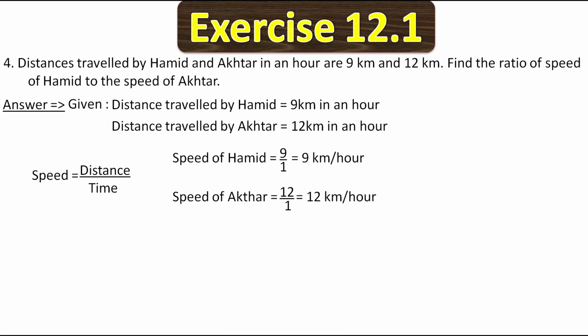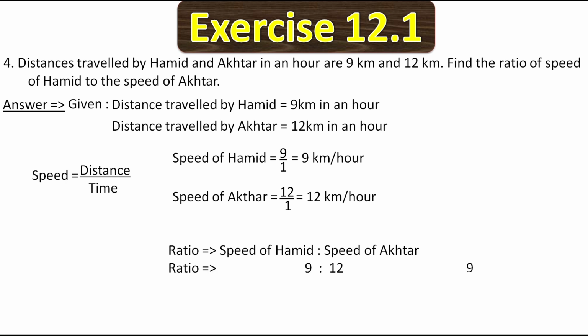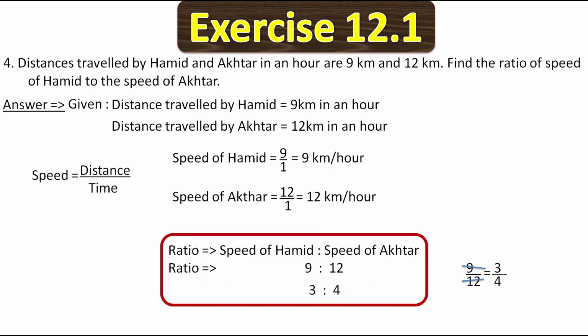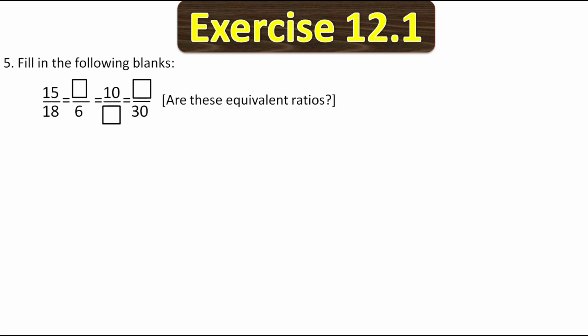Now let's find the ratio. The ratio is the speed of Hamid to the speed of Akhtar. The speed of Hamid is 9 and the speed of Akhtar is 12. Let's simplify it. 9/12. 3 3s are 9, 3 4s are 12. Therefore, the ratio is 3:4. Okay. Now, let's move to the next question. That is the fifth one. Fill in the following blanks.